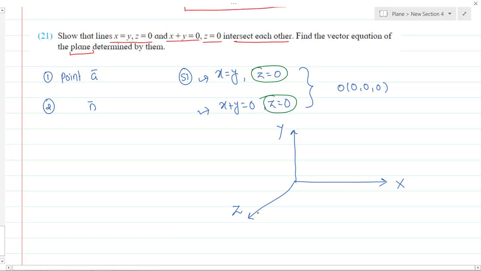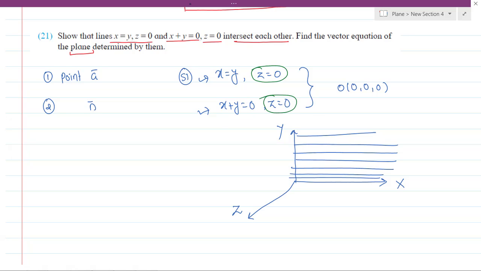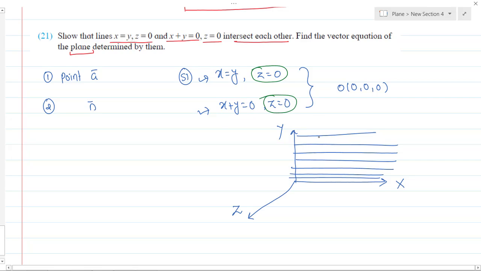See, this z part is 0. Z part is 0 means your line is lying on the xy plane only. On this plane only your lines are lying, that is x equals y and x plus y equals 0. Let me write these two equations so that you will get it. The first line is x equals y, the second line is x plus y equals 0, and of course z equals 0. All these two lines are lying on this plane only, which is the xy plane.